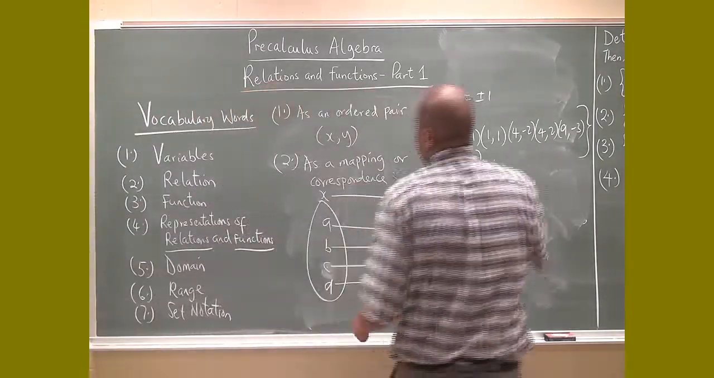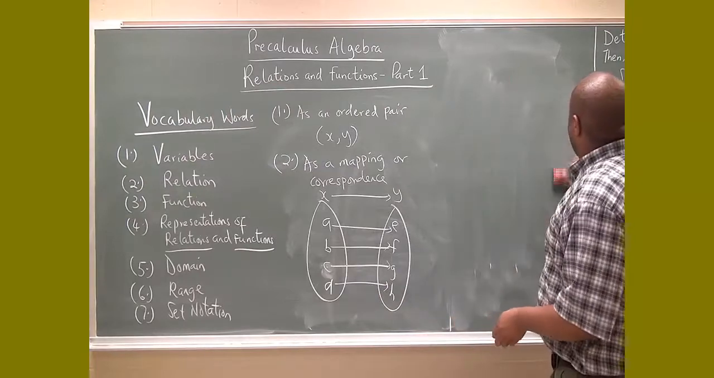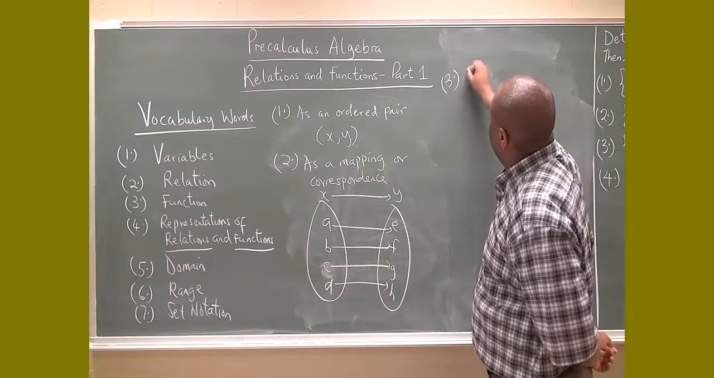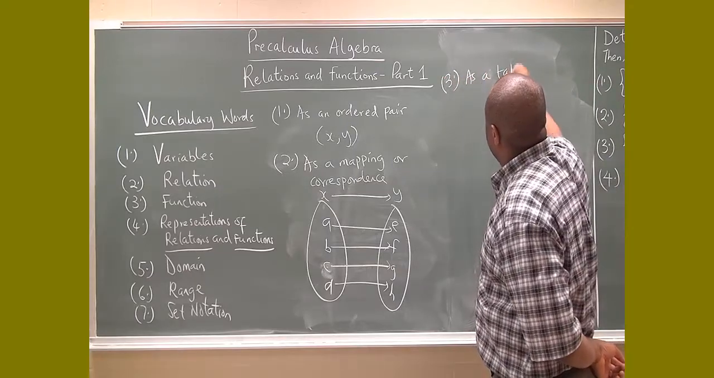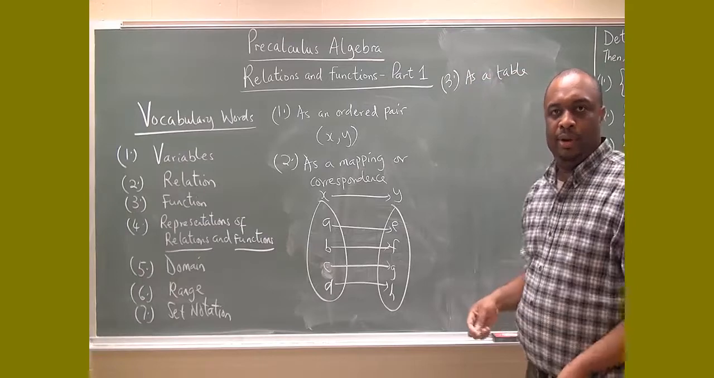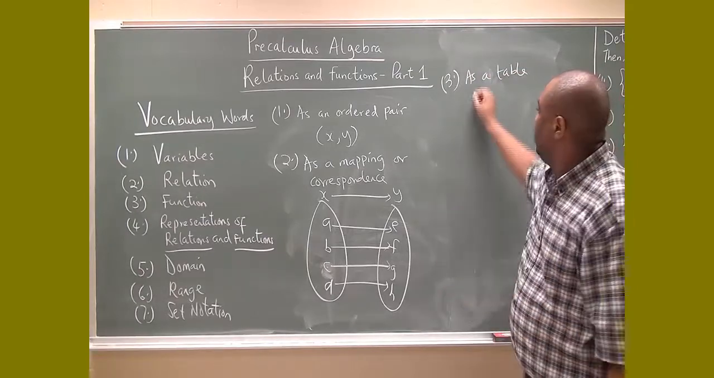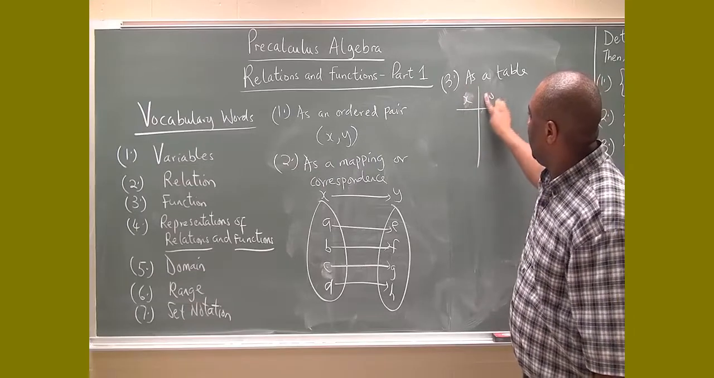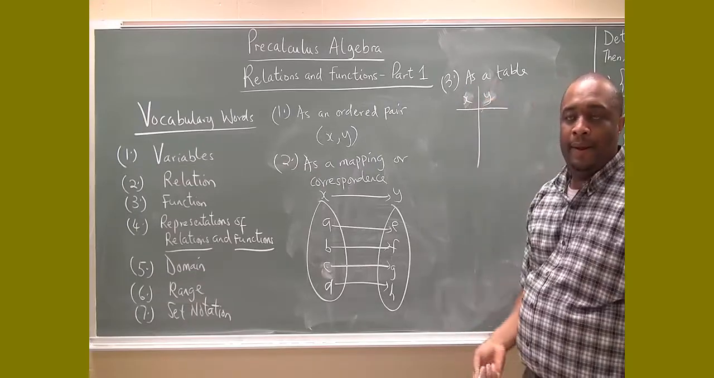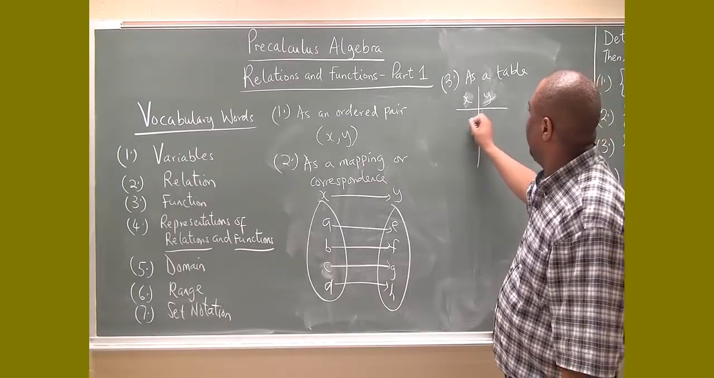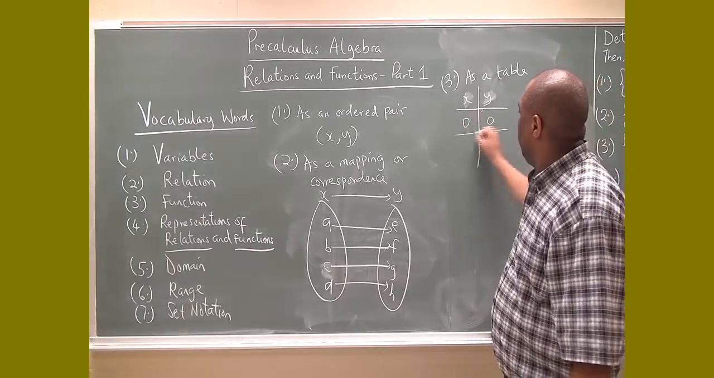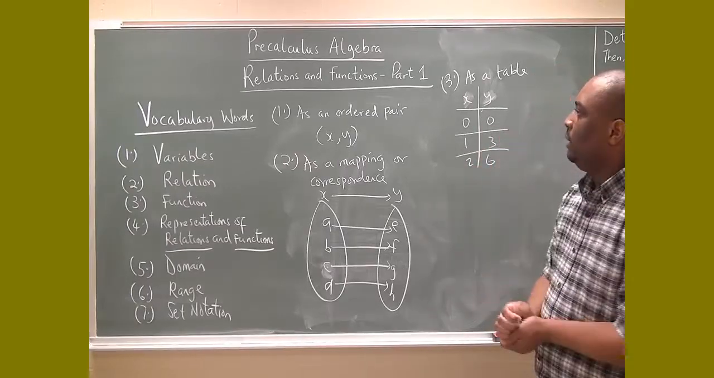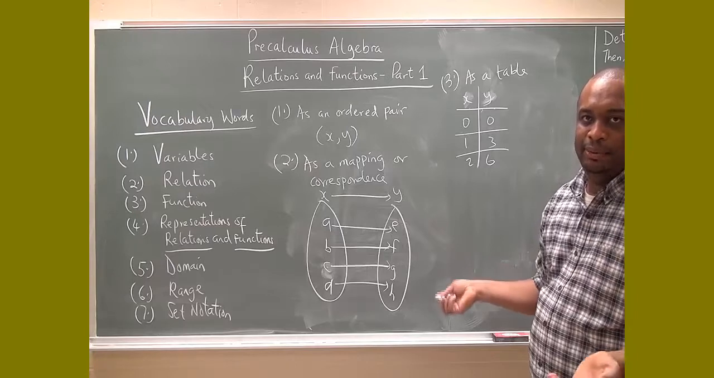You can also represent relations and functions as a table. Remember the table we wrote about the weight and burger? We had the burger here and we had the weight. Here we can now have x and we can now have y. If y is equal to 3x, then this will be 0, 0, 1, 3, 2, 6, and the rest of them. You can represent relations and functions as a table.